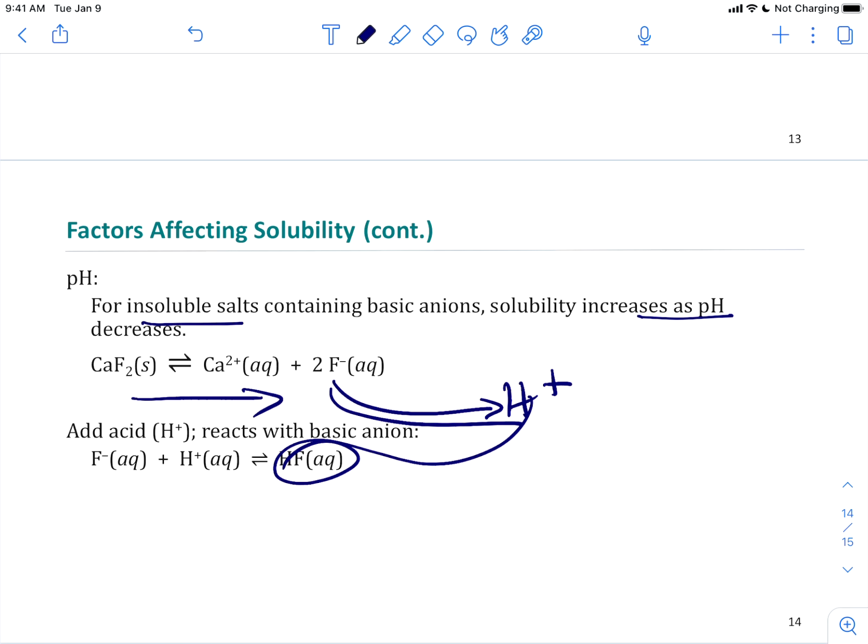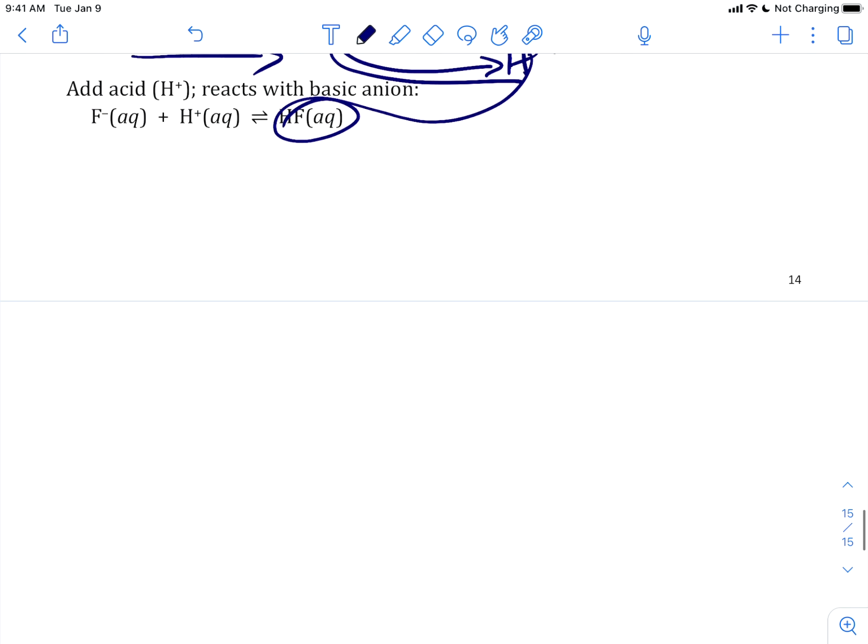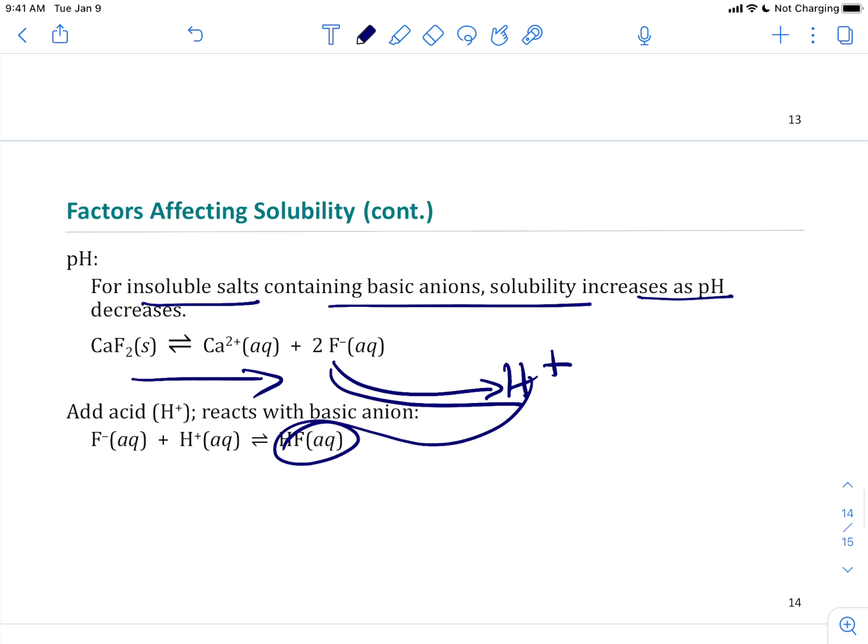So we have this insoluble salt. We say it's insoluble, but everything's soluble to some extent, so it's just not very soluble. But this increases its solubility, okay? And that's really all I have for the video. It's a shorter video, so I'll see you in class to discuss this material.